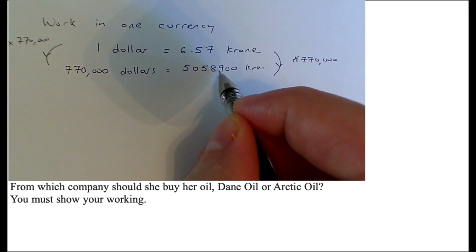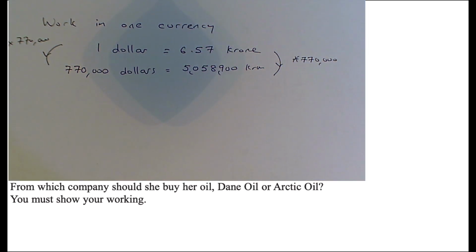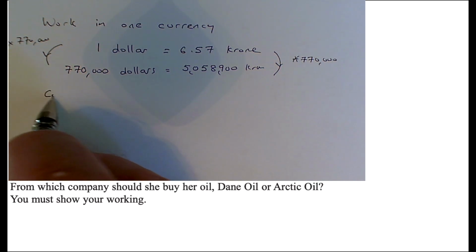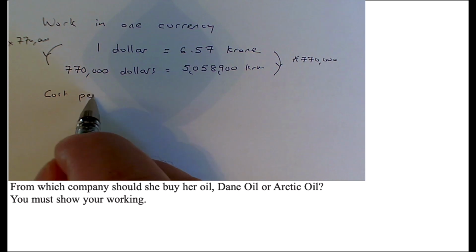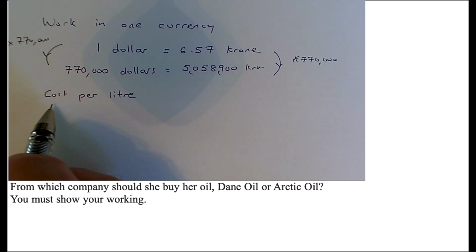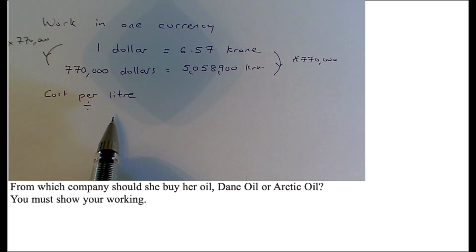Okay. Right, but you can see that you get different amounts of oil for the different amounts of money. What we really need, to be able to compare costs, is: what does 1 litre from each company actually cost? That way we can compare fairly. So cost per litre is what we're looking for, and per means divide, doesn't it? So if I do the cost divided by the number of litres, I should get the cost per litre.